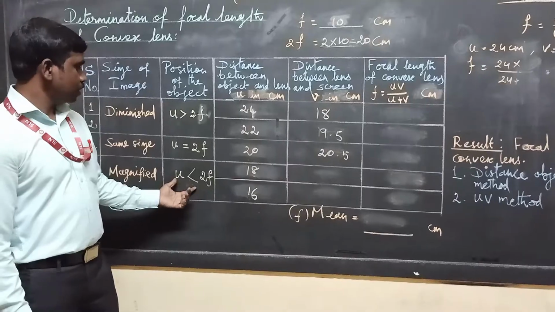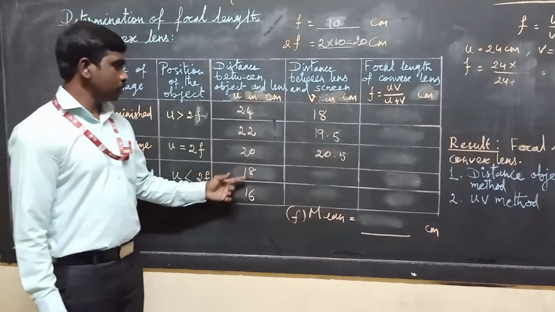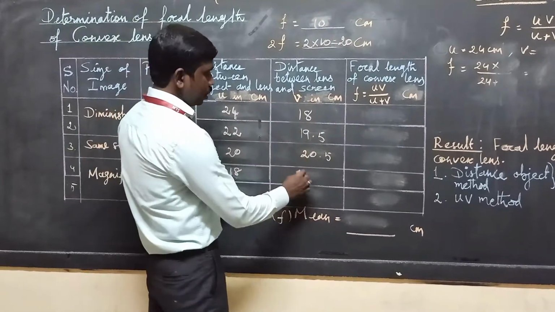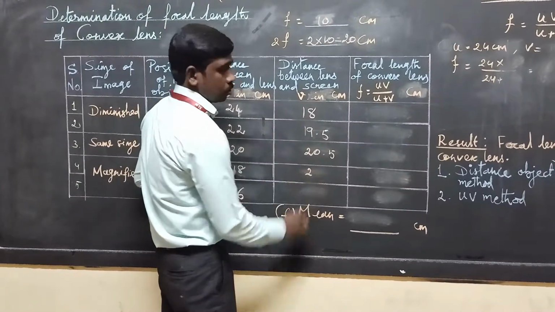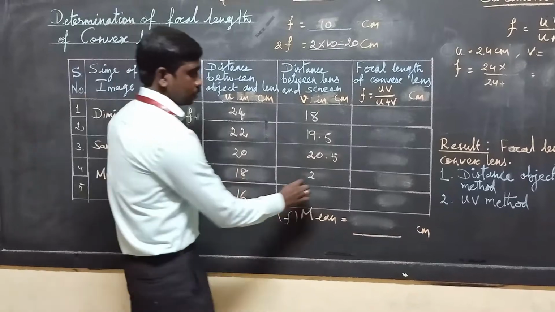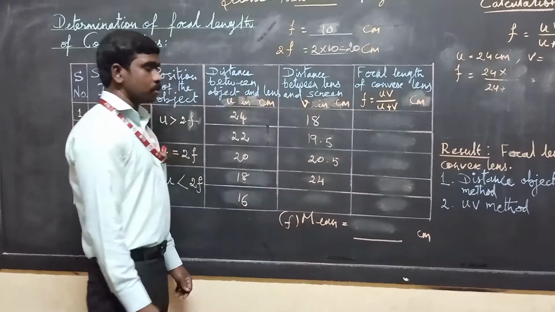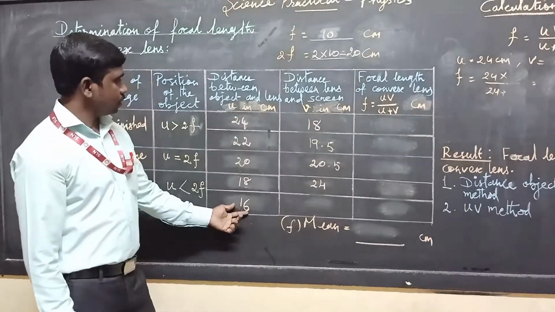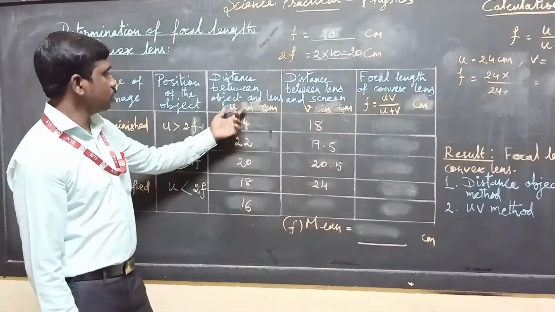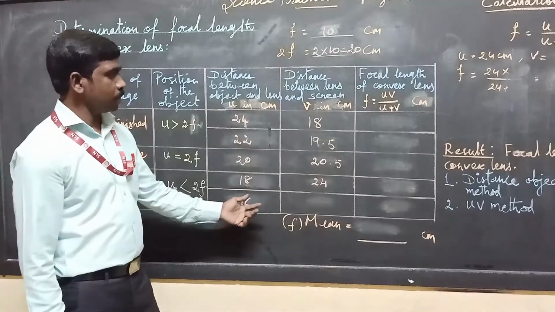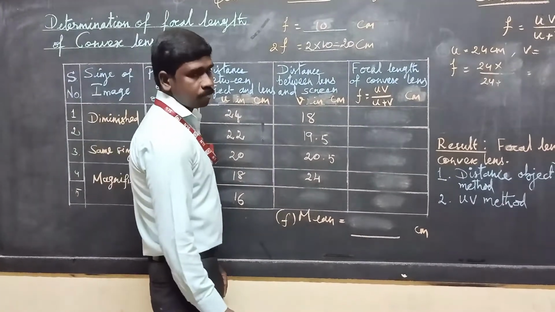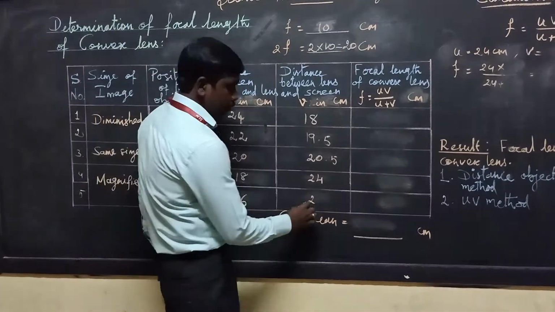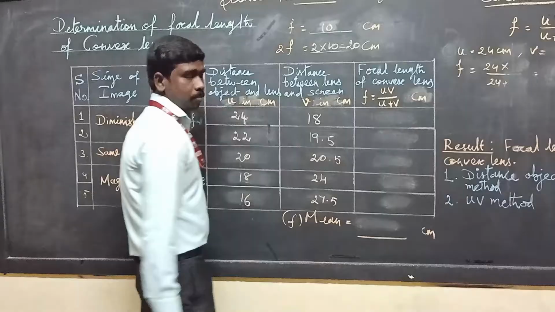Third condition, U is less than 2F. We have two data for U. So for 18, V value is 24. Next, the value of U is 16 centimeter and the value of V is 27.5.